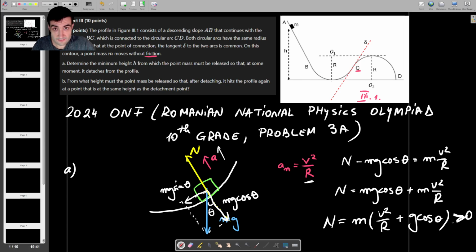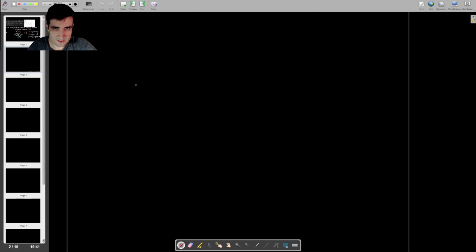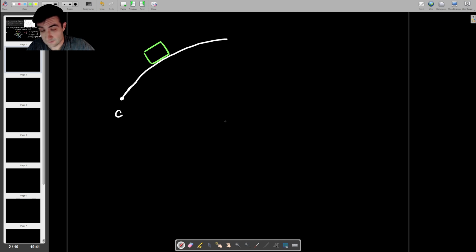So the object will never detach before reaching point C, because until point C, the path looks like this convex circular arc. But after point C, things start getting a bit more interesting. So let's look at what happens from C to D, if the object even reaches D, as you'll see in a bit. So let's say point C is somewhere here maybe, and let's say that the object has managed to reach this point, okay?